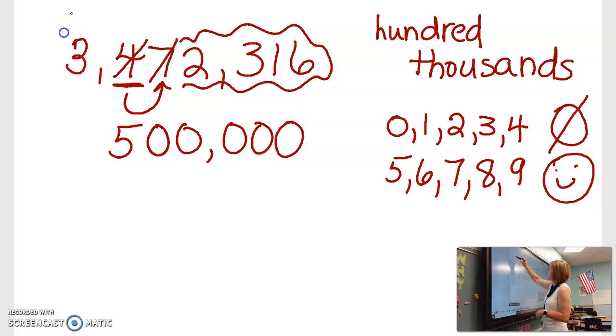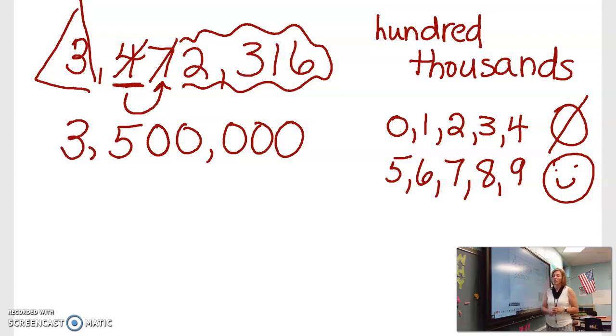Now you might ask, what am I going to do with this 3 right here? Well, those are her mice friends. Her mice friends are in front of her. They're running. They're kind of looking up at her. They are going to go to the ball with her. So you're just going to bring her little mice friends down. So 3,472,316 rounded to the 100,000s rounds to 3,500,000.